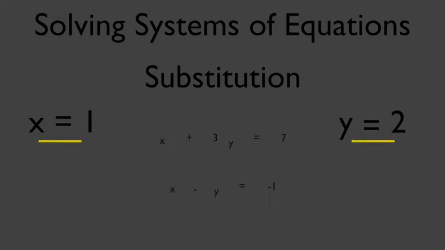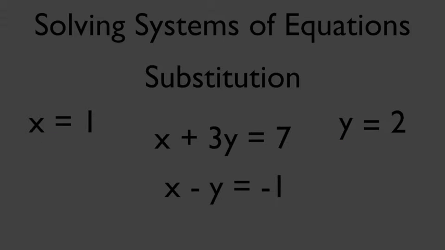Now we'll take our original equations and go ahead and plug in our values for x and y that we just solved for. So in the first equation, we now have 1 plus 3 times 2. 3 times 2 is 6, and 1 plus 6 is 7, so that equation works. And in the other equation, we have 1 minus 2, which equals -1, and so that other equation also works.